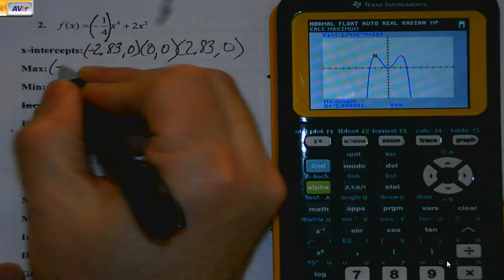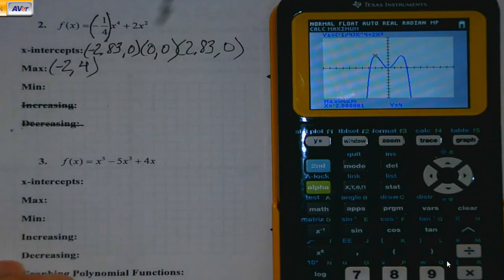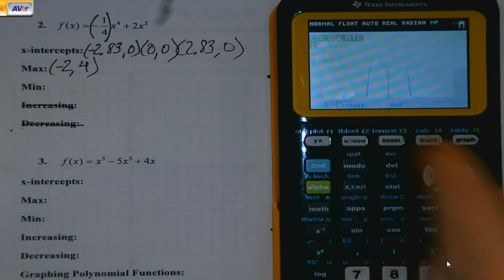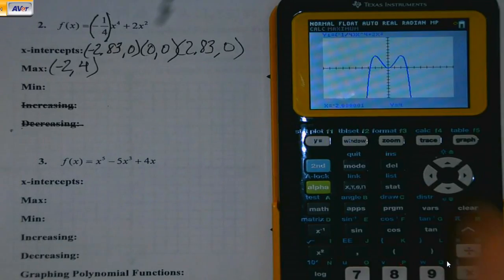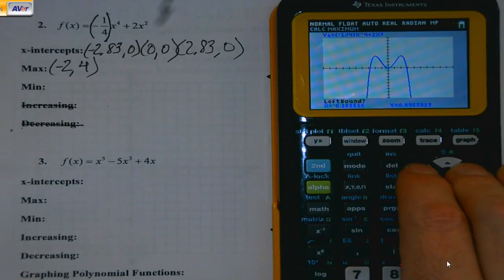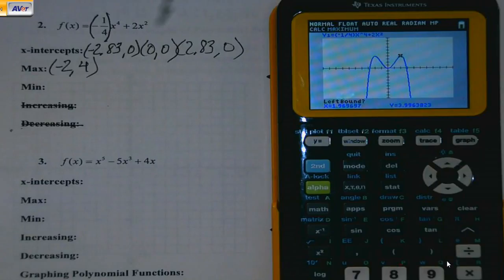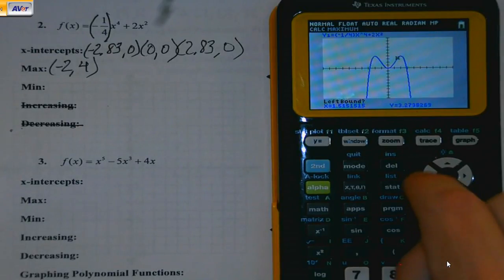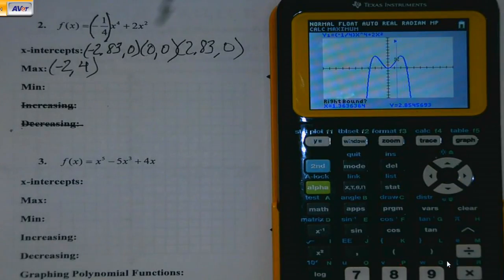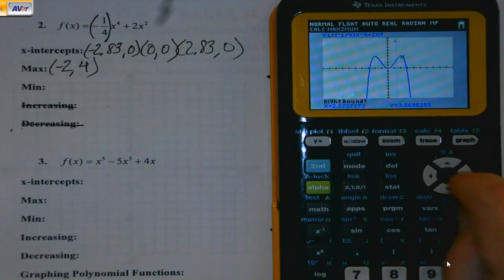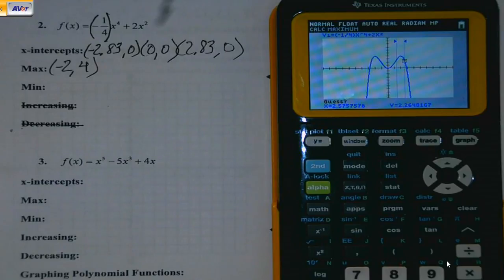My max looks like it's -2, 4 for that one. But I see another one. Second trace. Let's go get the other one. Top of the hill. 1, 2, 3, 4. Enter. First boundary. 1, 2, 3, 4. 5, 6, 7, 8. Enter. Enter. Got to do two enters on that last one.